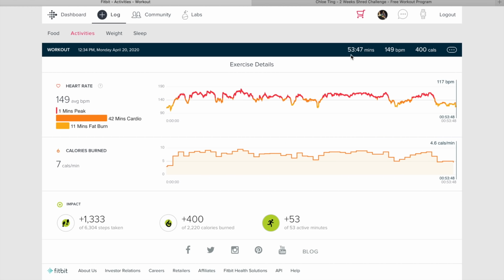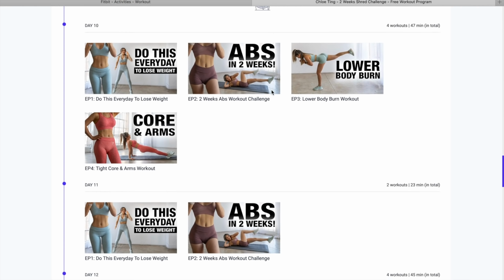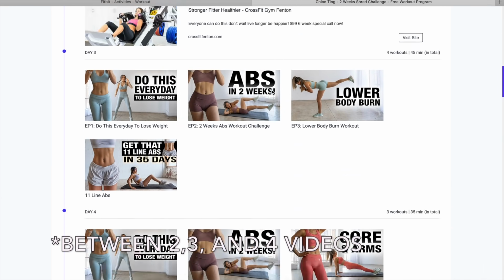This one was a lot longer. It actually took me 53 minutes to do because she offers optional breaks, which I did end up taking. My average heart rate was 149 beats per minute, which is really good for a workout, and I burned exactly 400 calories. In the program, most days there's between 2, 3, and 4.